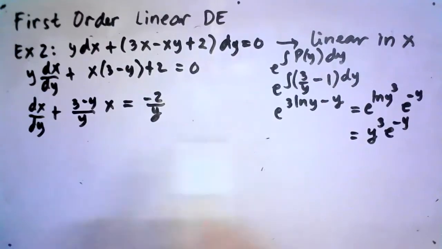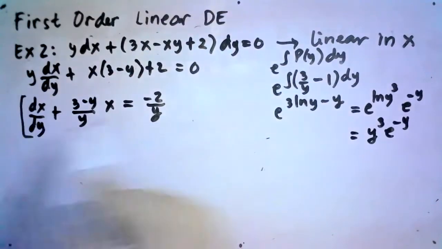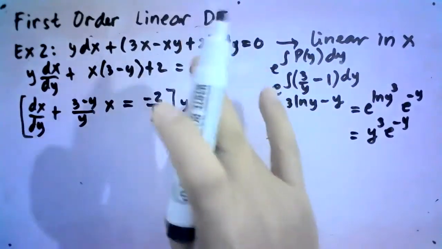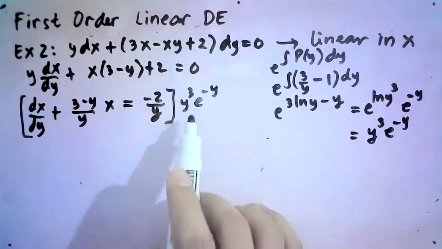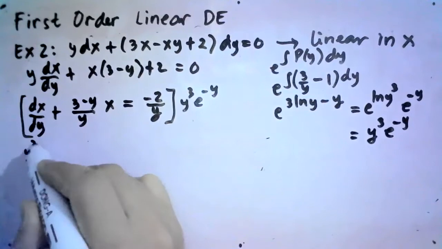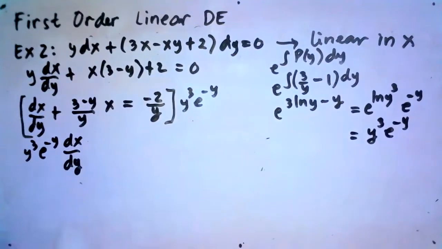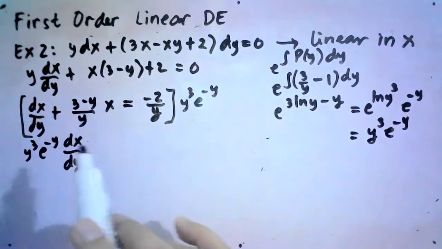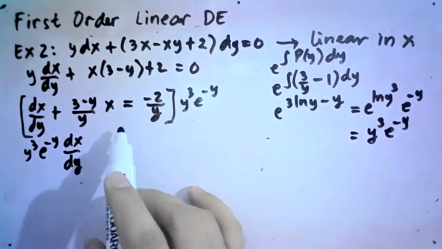So this time, after we find our integrating factor, we will multiply it to this equation. So we have here y cubed, e negative y. When we multiply this to dx over dy, that becomes y cubed e negative y dx over dy. And then we have this one, which is 3 minus y times y. So what remains here?